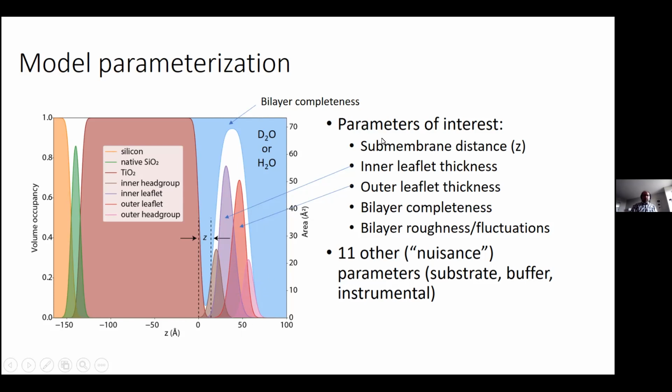In this particular model, we have 16 parameters, only 5 of which we care about, and those have to do with the structure of the bilayer: how far it is from the surface, how thick it is, how much water is in it, that sort of thing. And then 11 of the other ones are ones we don't care about, right? They're all substrate parameters. They're scientifically not interesting. So these 5 are the ones that we're really interested in for this experiment.